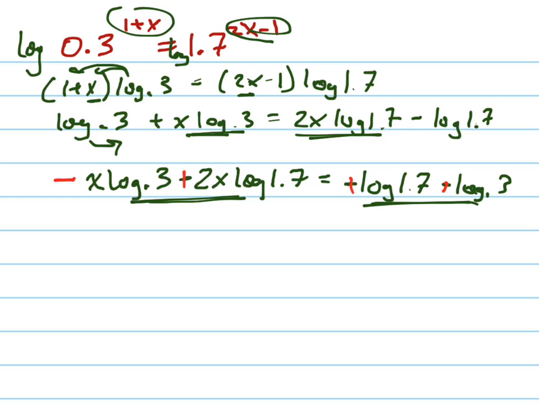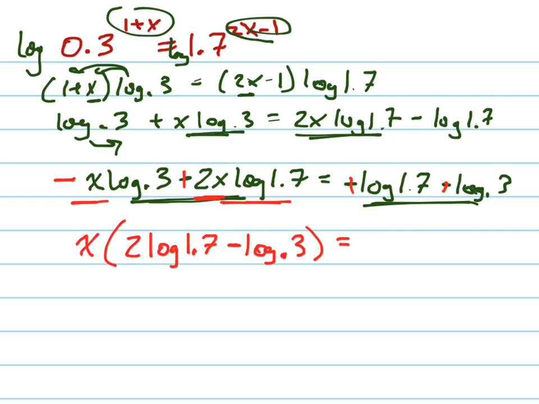That's one of the tricks you might want to use. You could have easily just moved them over to the other side if you recognized that earlier. Either way, it doesn't really matter, but it's easier to deal with positives than negatives. So now I'm going to take the x and factor it out, and I'll rewrite this so that the positive is in front. So that's going to be 2 log of 1.7, writing this term first, minus log of 0.3, times x, equals log of 1.7 plus log of 0.3.